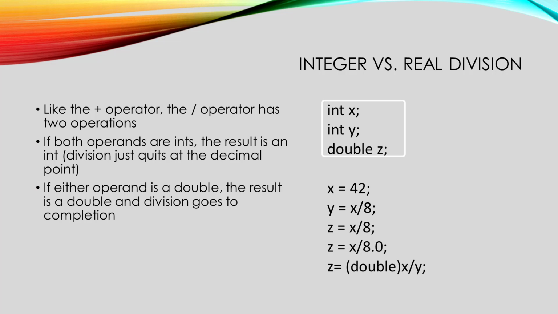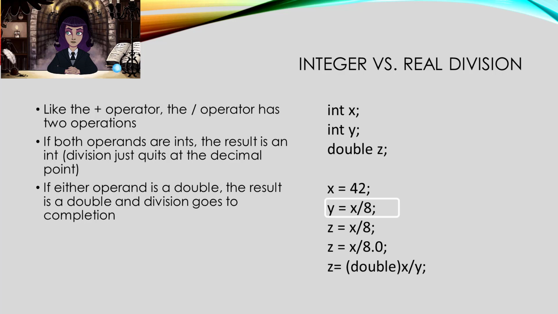In this example, x and y are integers and z is a double. We give x the value 42. In this statement, x and 8 are both integers, so the machine will do integer division, getting the value 5, and will store that into y. Notice, it didn't round. It just quit at the decimal point.